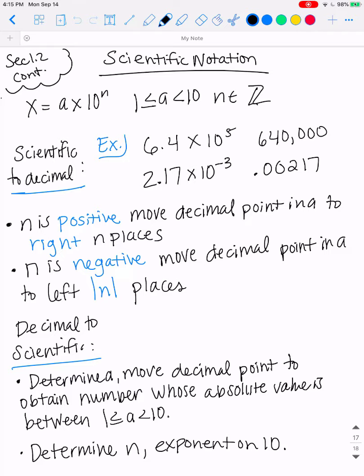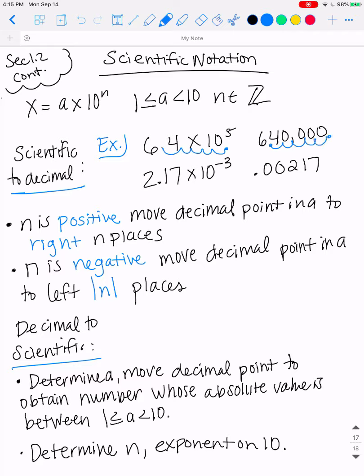For example, 6.4 times 10 to the 5th is 640,000. This is our scientific to decimal way of doing things. If n is positive, we're going to move the decimal point in a to the right n places. Since it's 5, we're going to go right 5: 1, 2, 3, 4, 5. And that's why here it's 1, 2, 3, 4, 5.